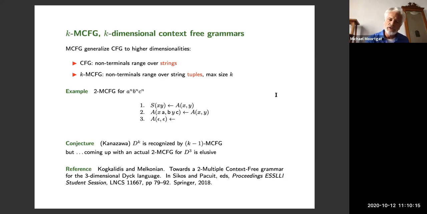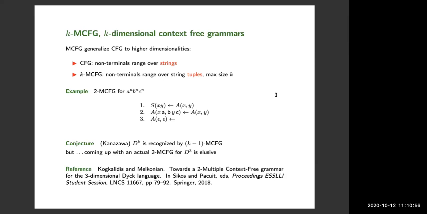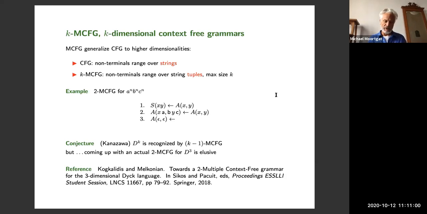Okay, thank you. So because we think these crossing dependencies only require a very low bound, concentrating, for example, on the three-letter Dyck languages is probably sufficient. But it's a conjecture, it hasn't been shown. And actually coming up with an actual two-dimensional context-free grammar for the three-letter Dyck language has turned out to be a very elusive affair. There's a paper by Konstantinos Kokkalidis and Orestes Melkonia, where they try to come up with a multiple context-free grammar for three-letter Dyck, and where they develop a theory of increasing abstractness of formulating these grammars, but the result is still elusive. You can turn to that paper, and you also find interesting code going with it if you want to experiment with these patterns.